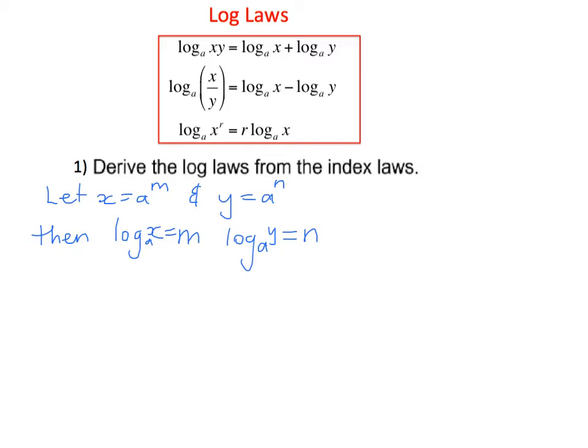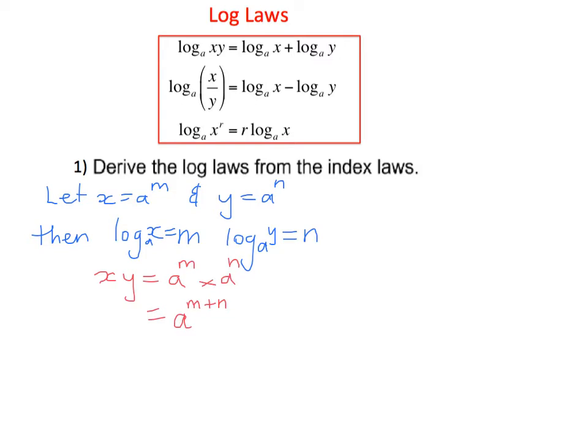Alright, so deriving this first log law here. If we were to take the product of x and y, then using our index laws, that's a to the power of m times a to the power of n, remembering we let x equal a to the power of m and y equal a to the power of n. Now you know that when you multiply indices with the same base, you keep the base the same and you add the powers, which is what we're going to do.